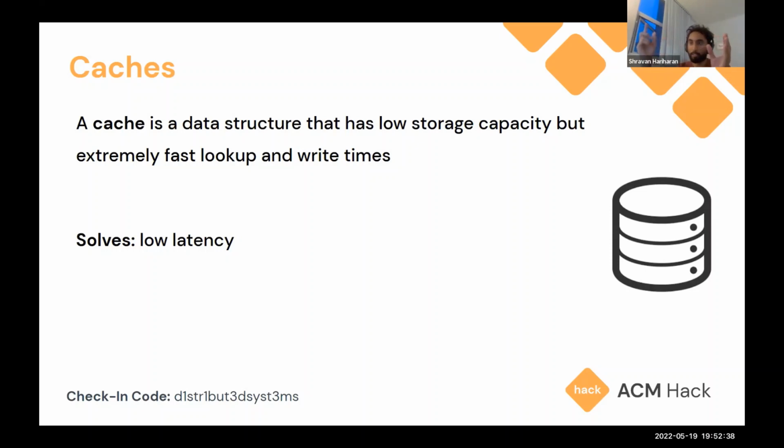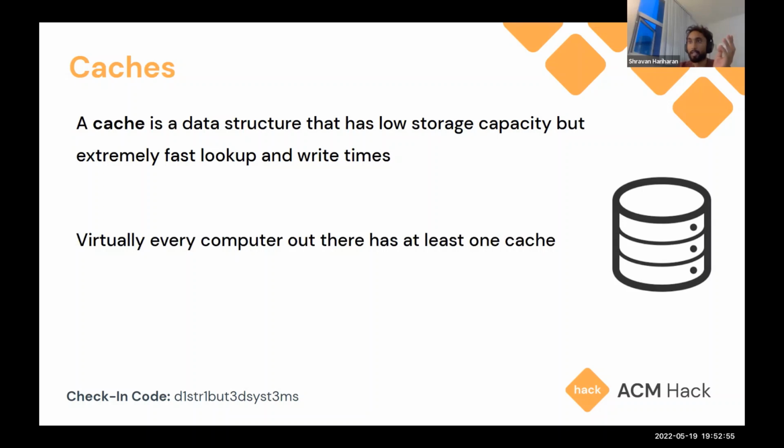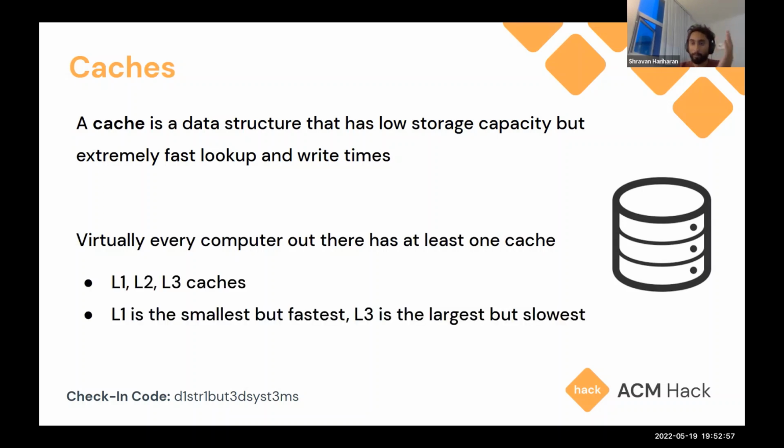If you take CSE 141 or CSE 142, you'll learn a lot about caches at the computer level, and you'll understand what a cache has that makes it fast and how caches are organized. But for a very brief overview, every computer has at least one cache, and there are different types of caches called L1, L2, or L3 caches. L1 caches are the smallest but fastest, and L3 caches are the largest but slowest.